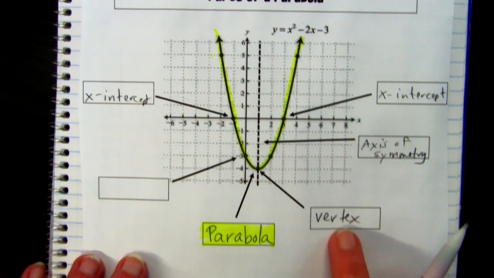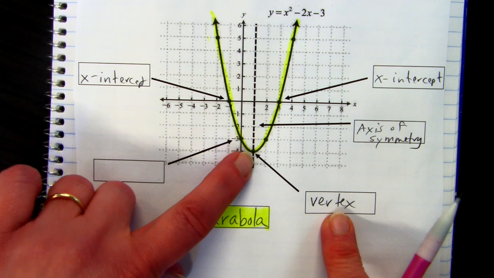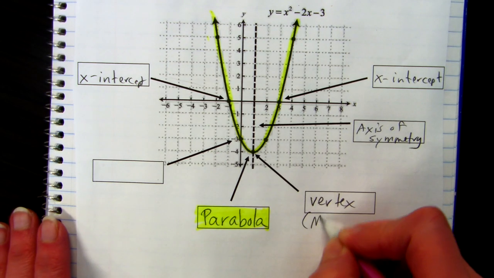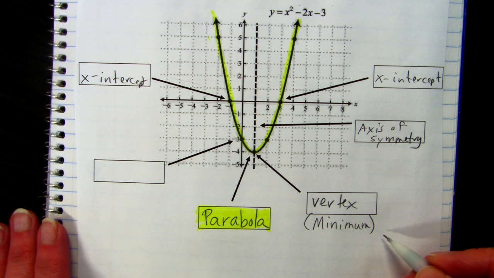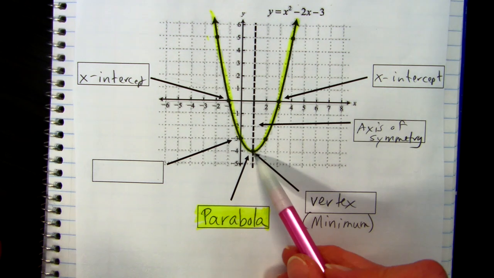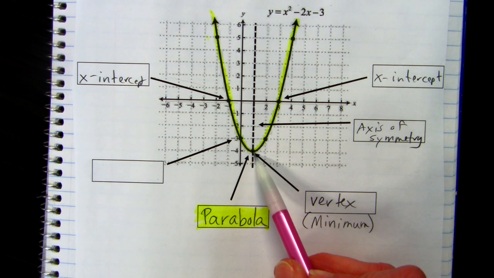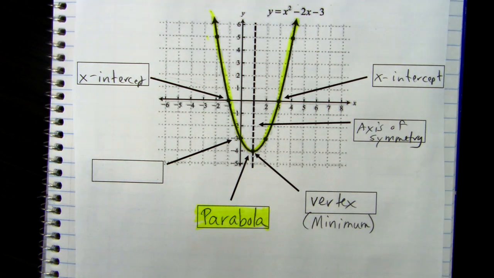So if it opens the other way, the vertex is at the top. When the vertex is on the bottom, this vertex is also the minimum for that quadratic function because it's the bottom. If you have one that's flipped over and it's the top, then they call it the maximum. It kind of makes sense.